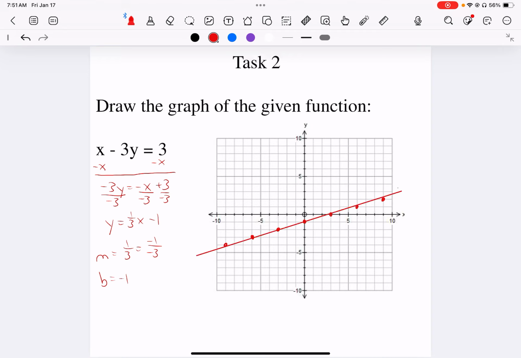Remember to go through your graph, put arrows at the end, and label it with the original x minus 3y equals 3.